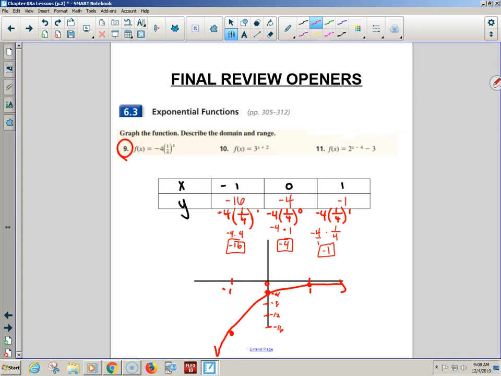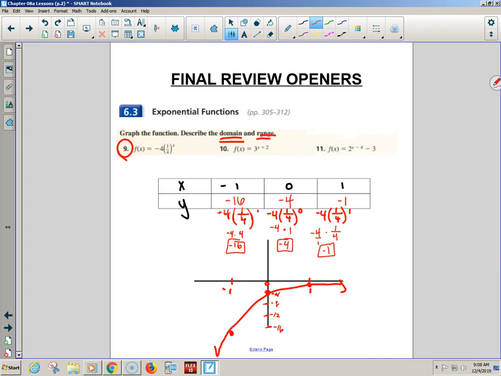Did anybody notice there was one extra part to this problem? Not just graph, but also domain and range. Is that something we're doing with quadratics, domains and ranges? I probably don't remember. It was before Thanksgiving. I'm sorry, it was page 243. Quadratics totally had domains and ranges too.